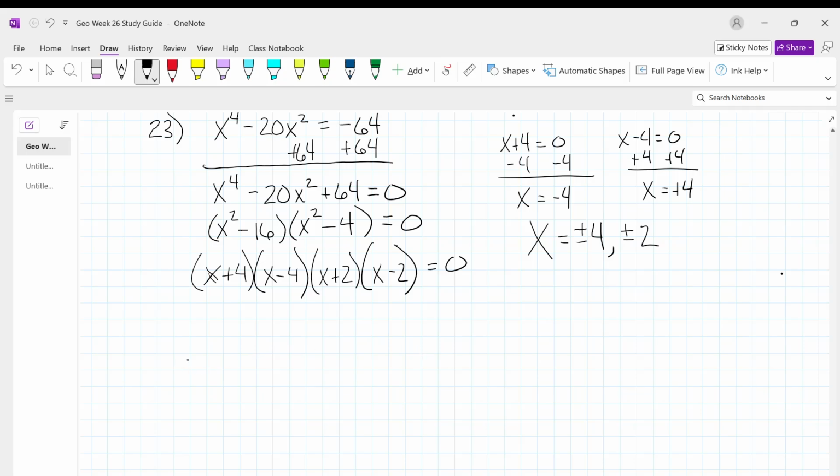And then the last 3 problems of the study guide are long division problems. Problem 24, you're asked to divide x plus 4 into 4x to the third plus 2x squared plus 3x plus 4.